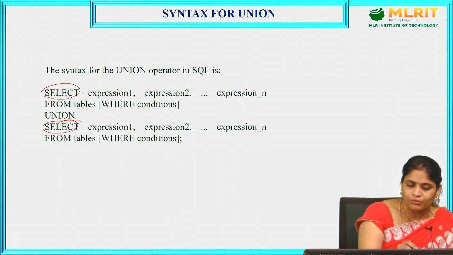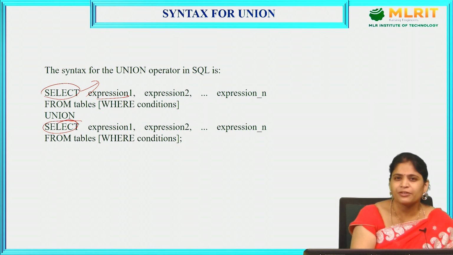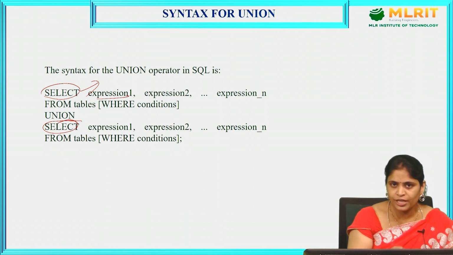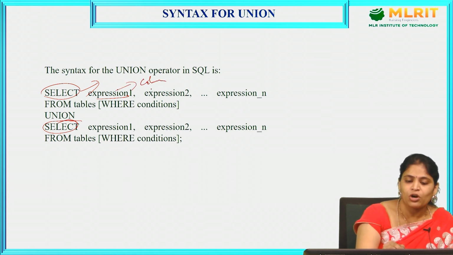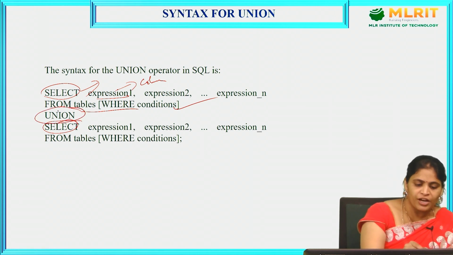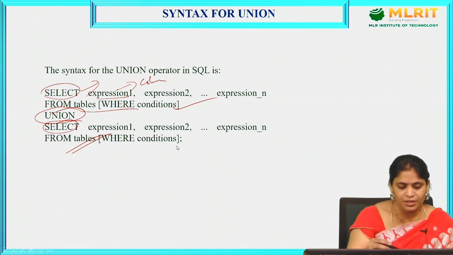This select statement is written for one table and this select statement is written for another table, and we unite these two tables. That is our main motive. Here select expression 1 represents the column names, column 1, column 2, column 3 and so on, from the table name where a condition, if possible, is represented. Then union, we unite the above table with the second table, selecting the column names from the table name.